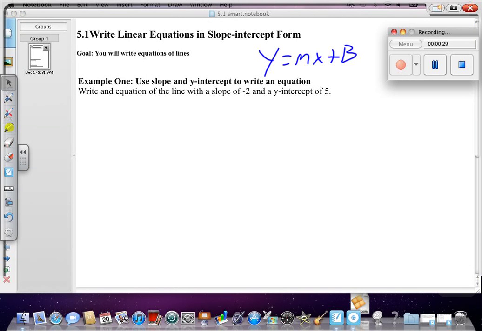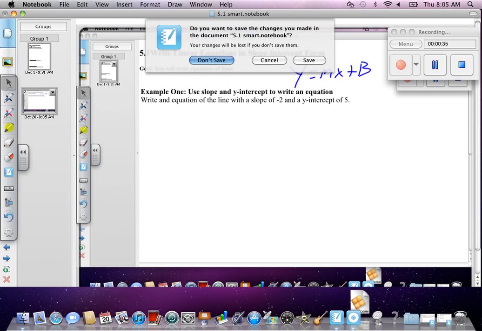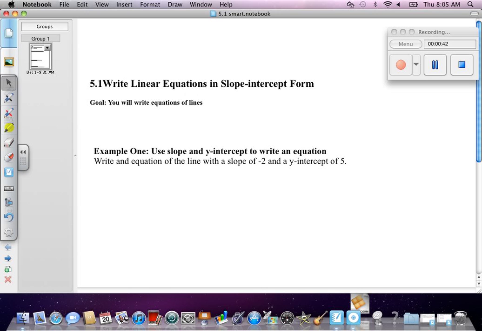Where the m is your slope, the b is your y-intercept. Anybody have any questions about that? About what all of them stand for?